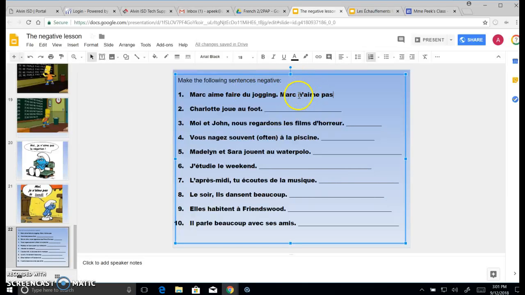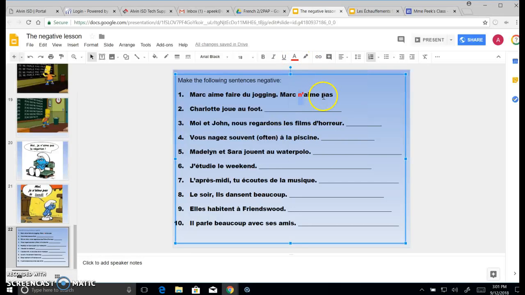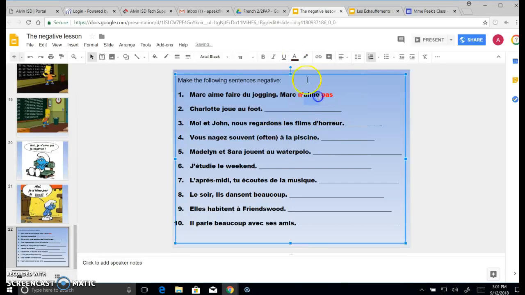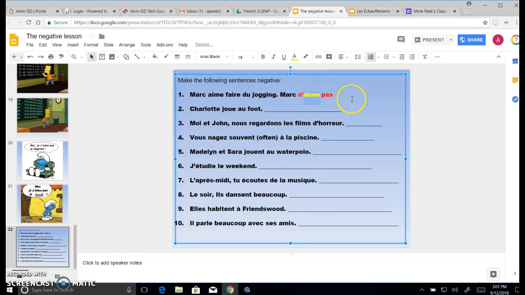So we have n apostrophe, which is the first slice of bread. Pas is your second slice. And aime is your verb. All right? And then we continue. N'aime pas faire du jogging. Okay, and so you're going to do the same with the rest of them. All right? Charlotte joue au foot. So, Charlotte does not play soccer.